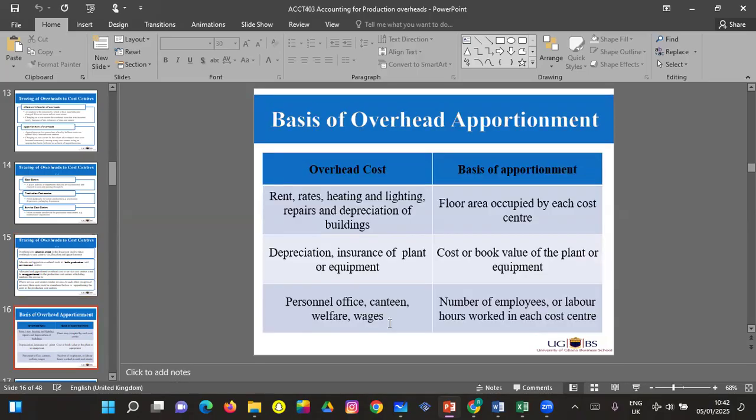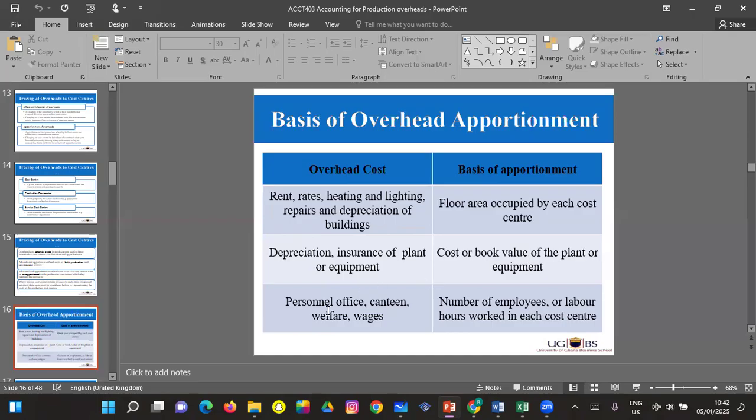So basis of apportionment, this is what you have to keep in your mind because this is what will help you apportion the overhead. So the overhead cost, if you have rent, heating, lighting, repairs, depreciation of building, the base of apportionment is the floor area occupied by each cost center. Then if you have depreciation, insurance of plants or equipment, then the base of apportionment is the cost or book value of the plants or equipment.